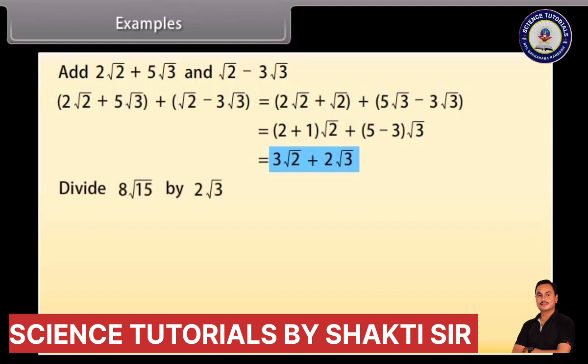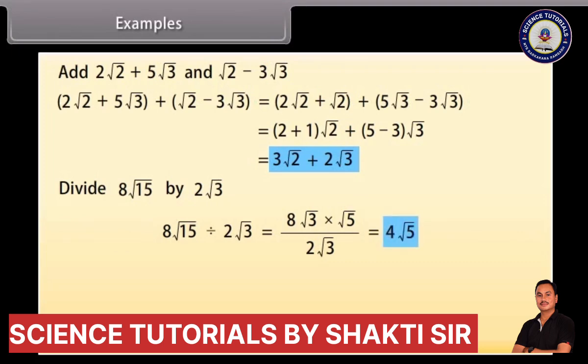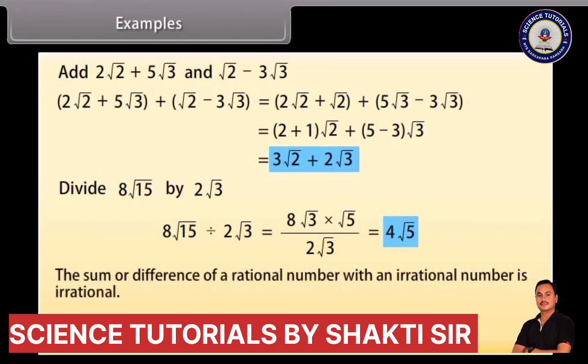Let's now divide 8 square root 15 by 2 square root 3. We will write it in this way. We can write 8 square root of 15 as the product of 8, square root of 3, and square root of 5. Hence, the answer we get is 4 square root of 5. So from these examples, we can conclude that the sum or difference of a rational number with an irrational number is irrational, and the product or quotient of a non-zero rational number with an irrational number is irrational.